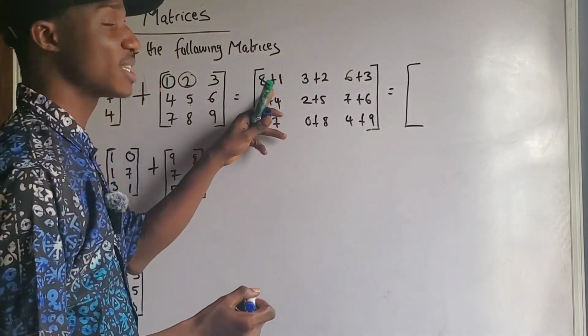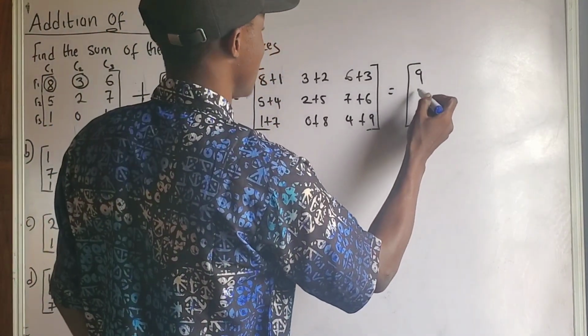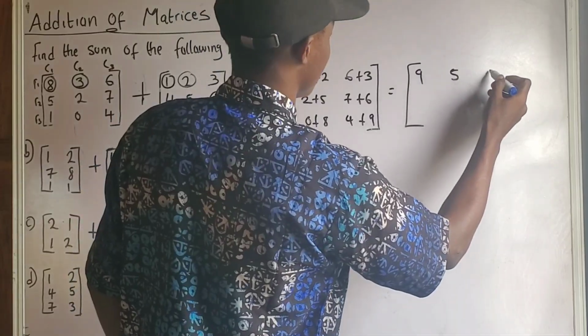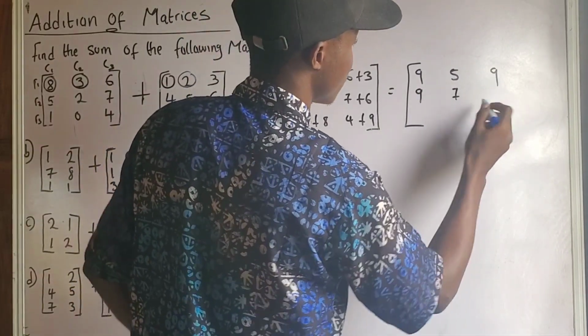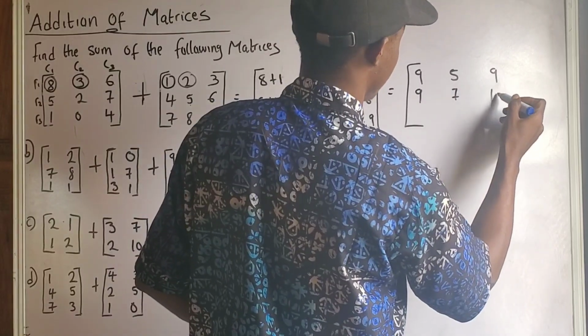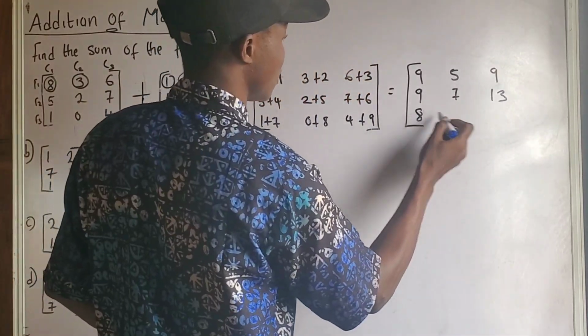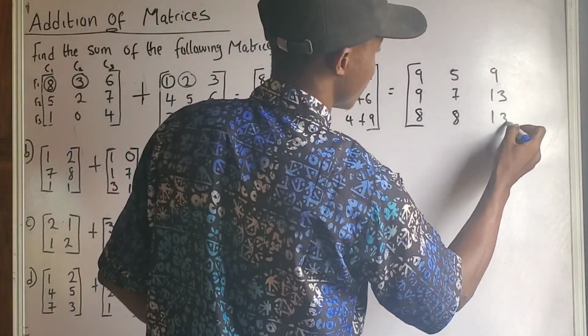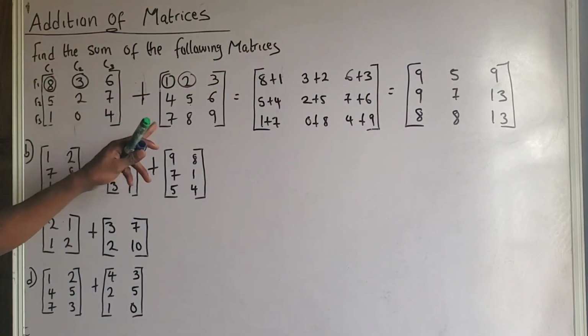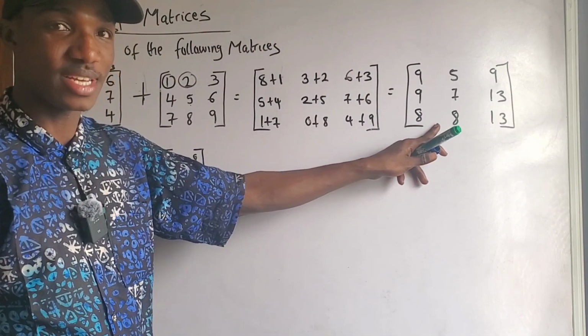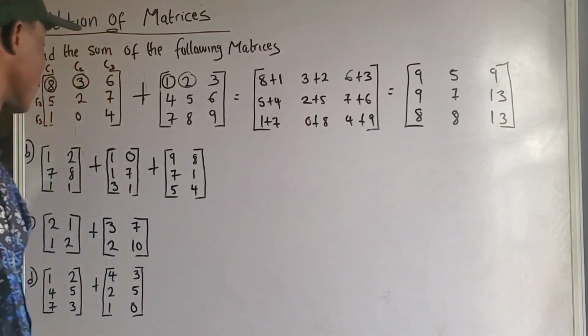For this, you're going to have 8 plus 1 is 9. 9 here. 5, 9, 9, 7, 13. 13, yes. This is 8. This is 8. And this is 13. So the sum of these matrices, this and this, will give us this. Do you get it now? So let us proceed to the next one.